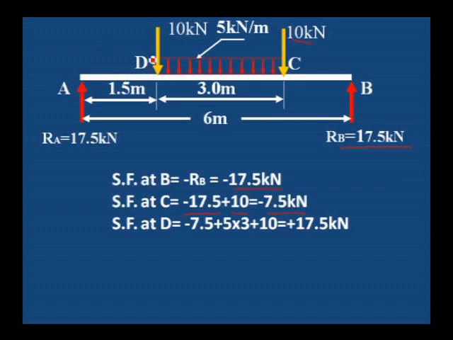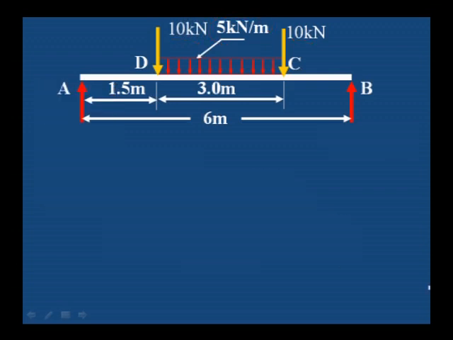Shear force at D, right side of D: minus 7.5 is the previous value, plus the uniformly distributed load is added, 5 into 3, 15 kilonewton, plus one more point load is added, 10 kilonewton. Therefore, 17.5 kilonewton is the shear force at D. And from D to A, no load is added, therefore it remains 17.5 kilonewton, which is equal to the RA value. Okay, this is the simple calculation of shear force.